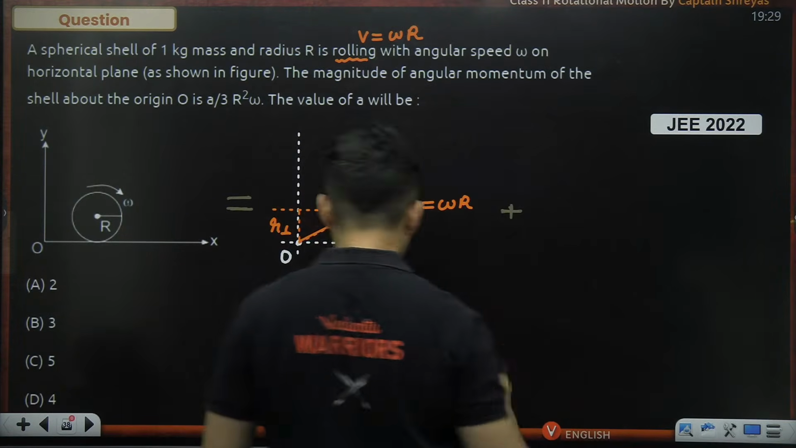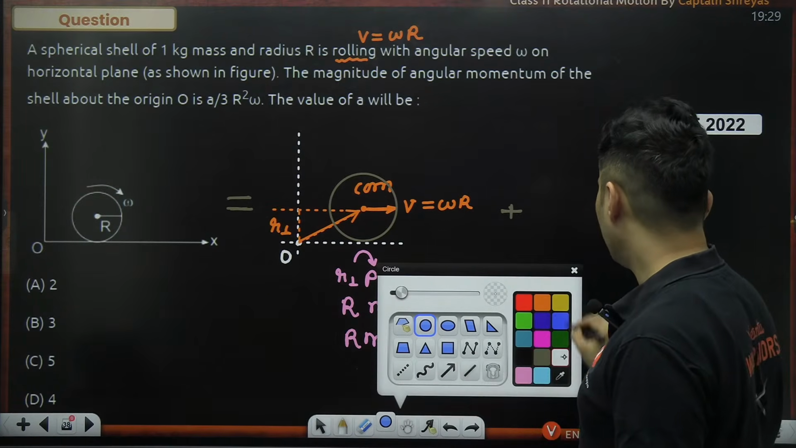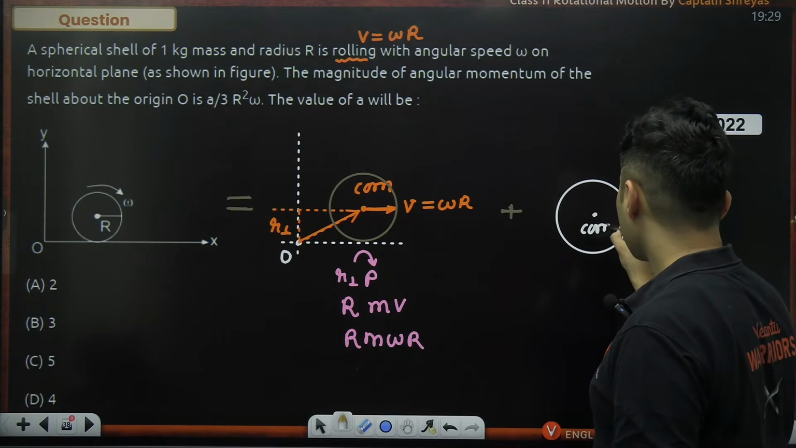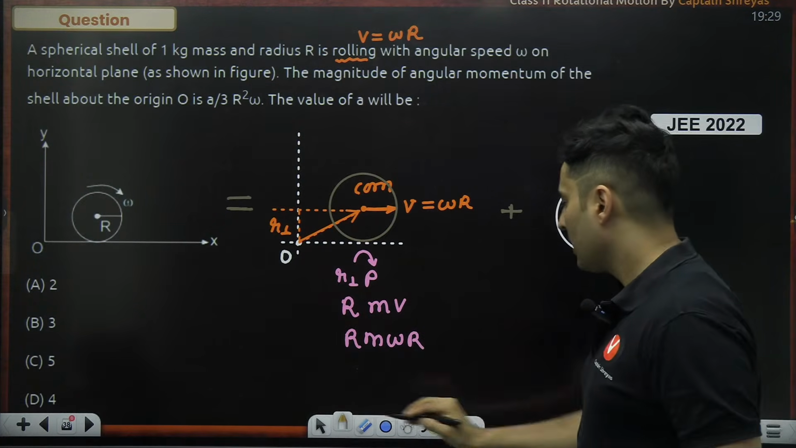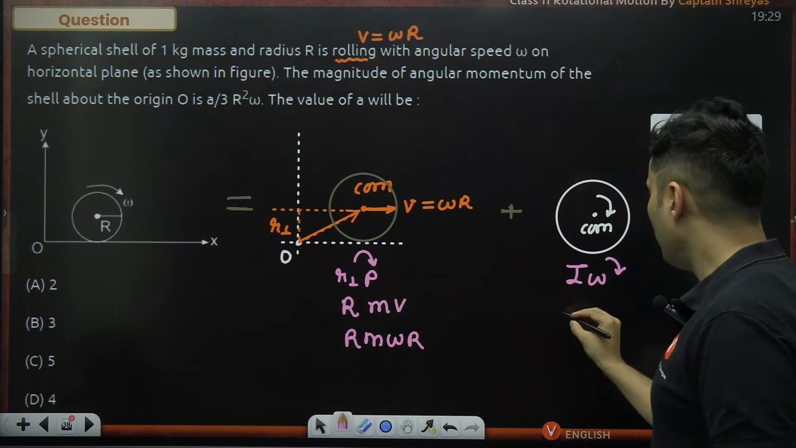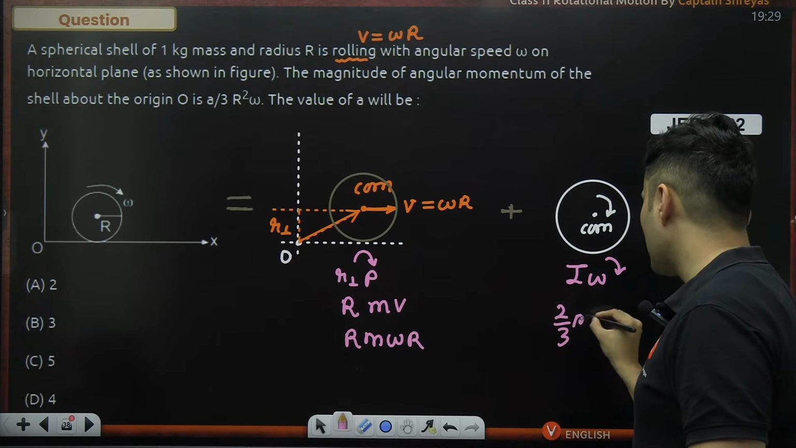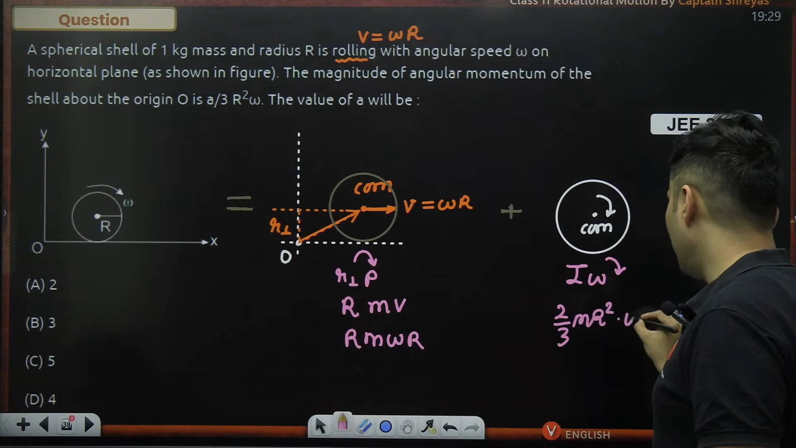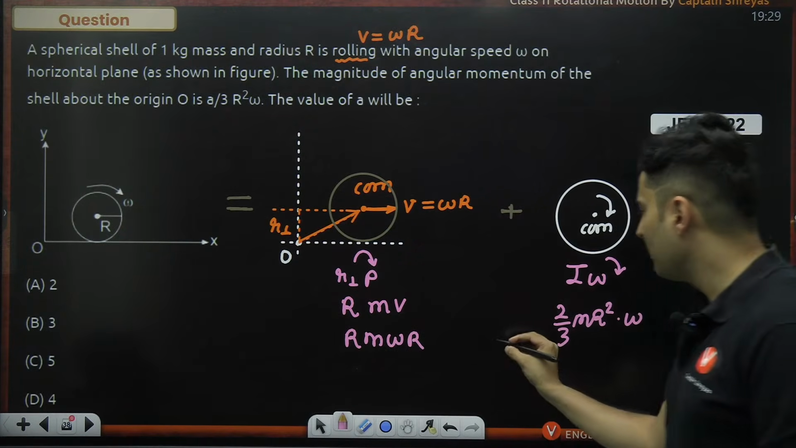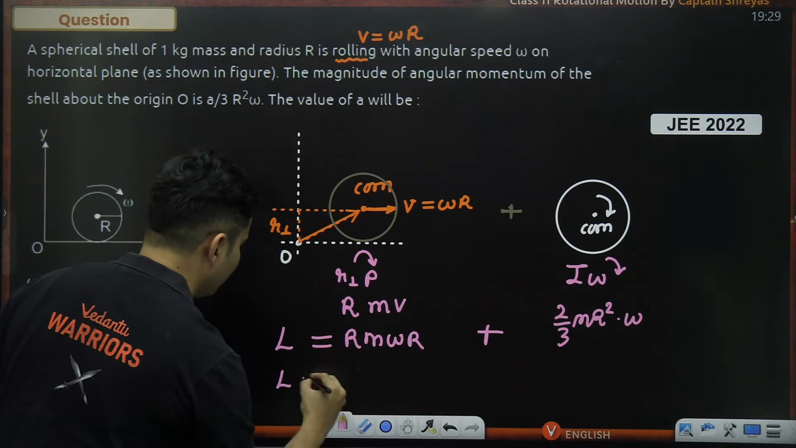Then next step, what did I mention? You take the entire body and sit on its center of mass and let it spin. Then the angular momentum will be I into omega. This will be clockwise. Moment of inertia, what is it? Spherical shell, right? So it will be 2/3 mr square multiplied by omega. Very simple. Directions are same, so we should just add them to get my total angular momentum.